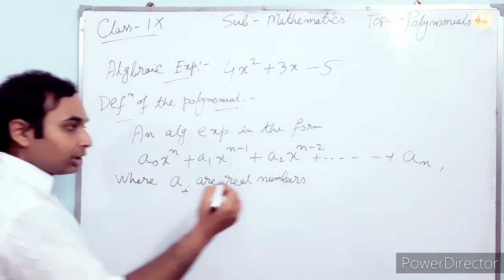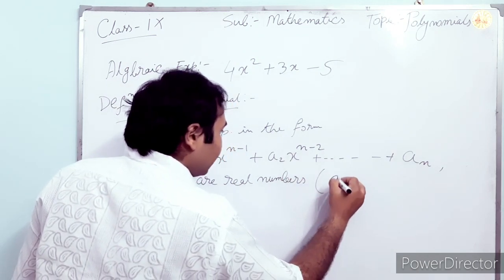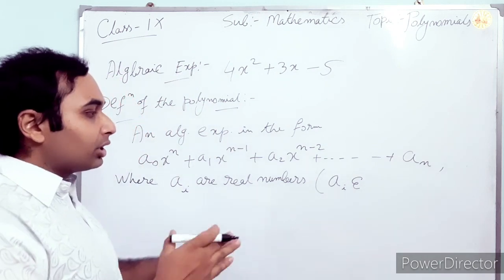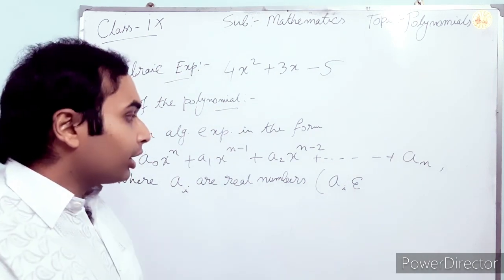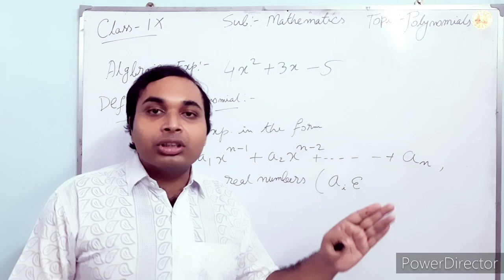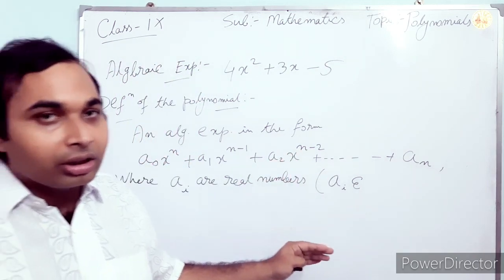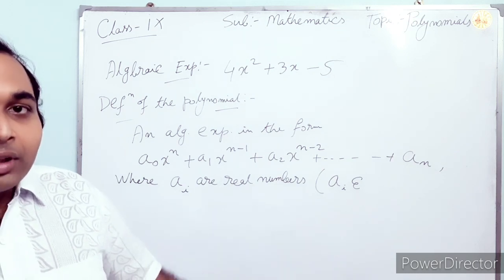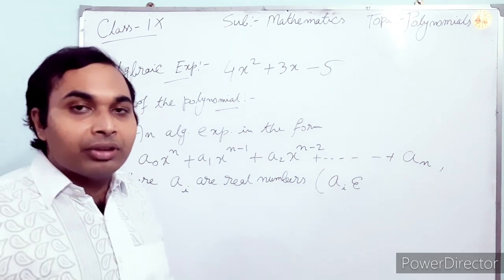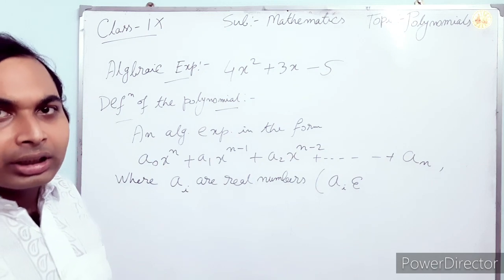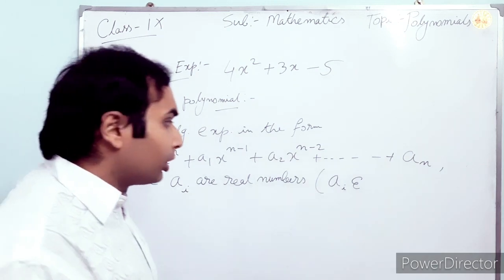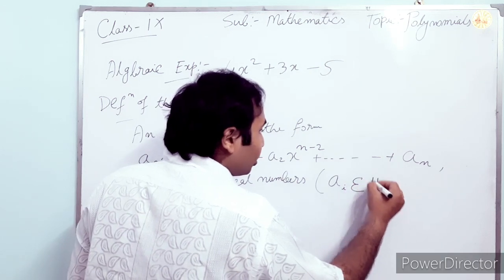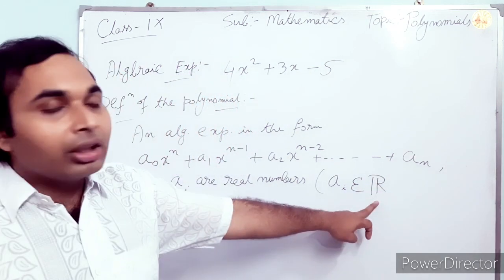We can write this again in another way. ai belongs to, this is called belongs to, which means it is in some set. What is the basic concept of a set? If it is needed for your knowledge, you can see my video at my channel. One video is there for set theory for class 11. You can go through that one, the basic knowledge of set theory is given over there. So this is belongs to. ai belongs to the real number set. This is called the real number set.